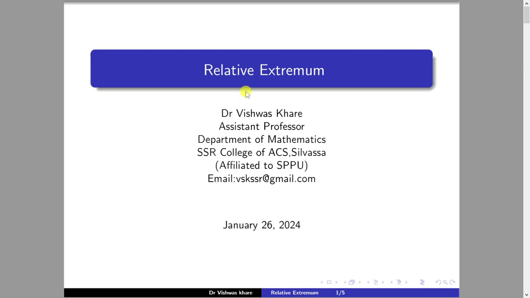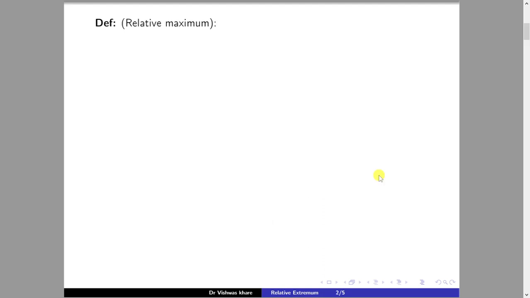In this session, we'll talk about relative extremum. First, let us see the definition of relative maximum.